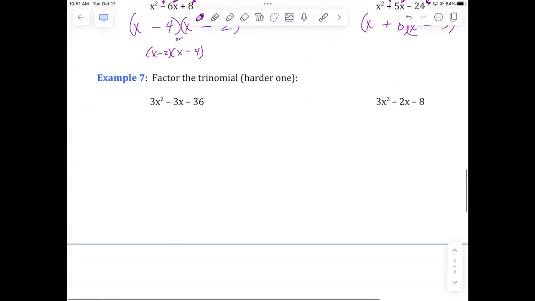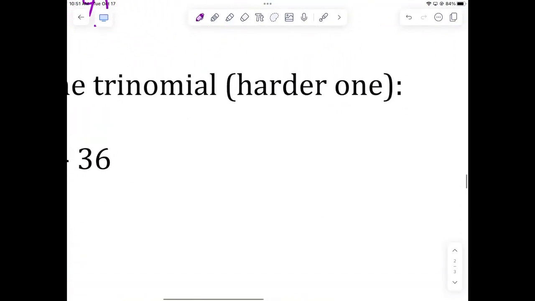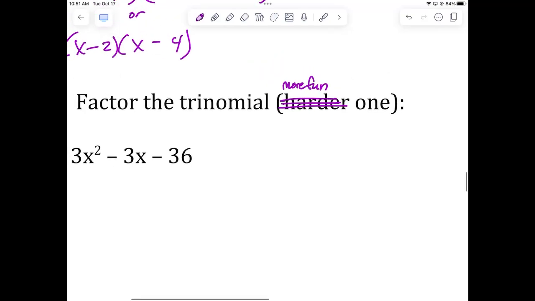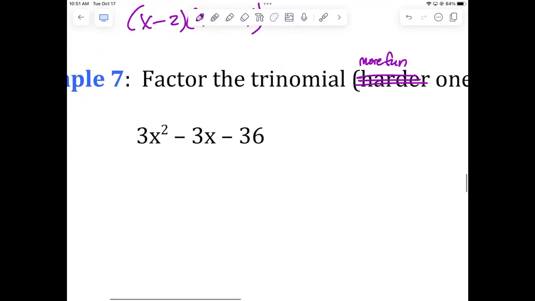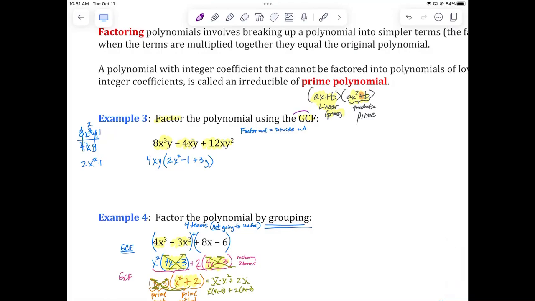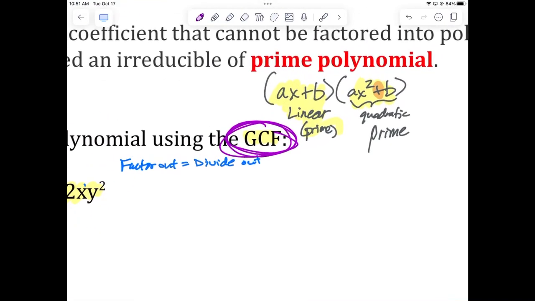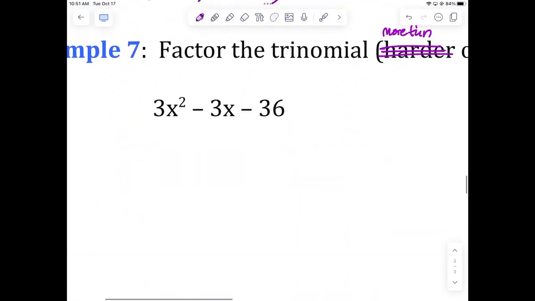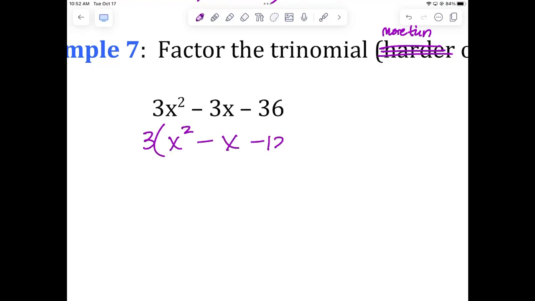All right. Factor the trinomial. Harder one. Cross out the word harder and put more fun. Okay? The more fun one. What's the first rule of factoring? I told y'all that up here the other day. The first rule of factoring was to look for the greatest common factor. Do we have a common factor in these three terms? We do. We have a 3. Let's factor the 3 out. That leaves us 1x squared minus 1x minus 12.